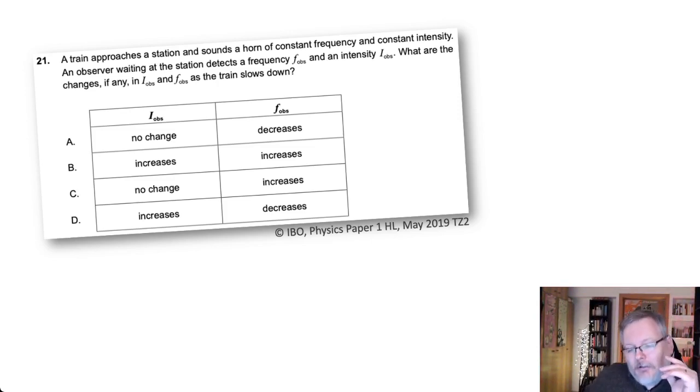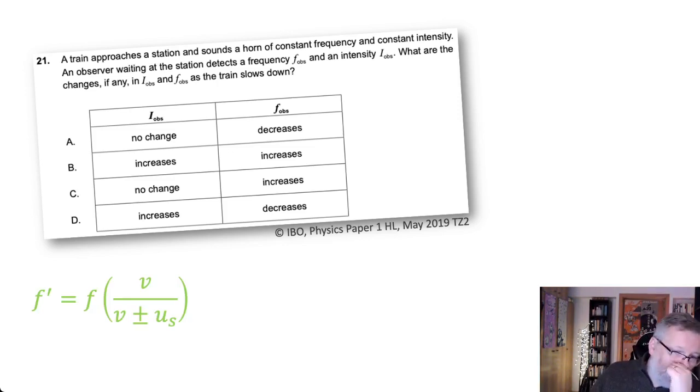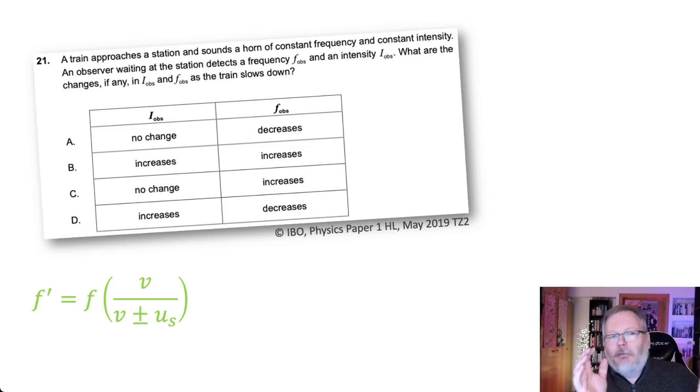Well, you could try saying, here's the equation and it's a moving source, so plus or minus, but you don't need to. What you need to remember is EU. High pitch to low pitch, and that's what's happening in this case. It doesn't go all the way past, but that doesn't matter. It's still going to start off at a high pitch, and then as it approaches and slows down, it's going to go to a lower pitch from the perspective of the observer. So f-obs will decrease. It's going to be A or D.